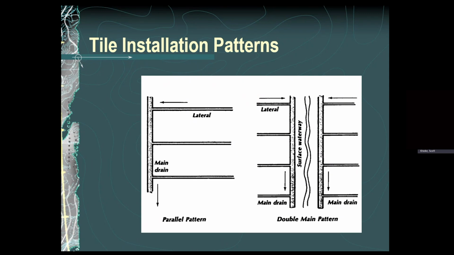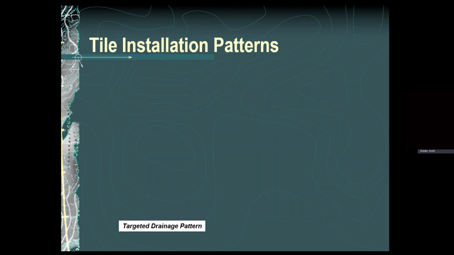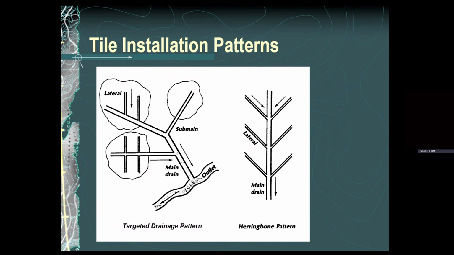So there's a lot of different pattern tile. This is parallel or pattern tiling. If you have a waterway, you might tile on both sides. Might have random or targeted drainage. And I know as I go farther west, we see more of this. The herringbone is not used as much as it has been, but you can see it's used in some of these situations.